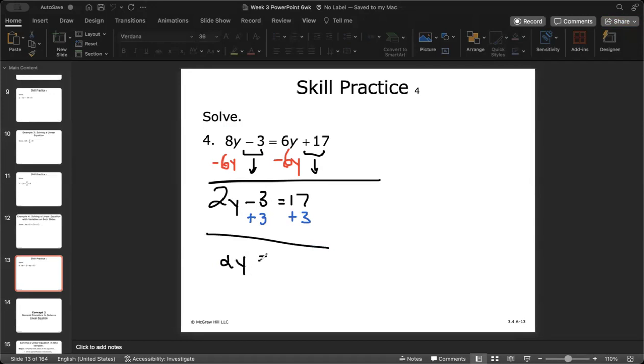So now those 3's cancel on the left side, leaving a 2y on the left. 17 plus 3 is 20 on the right-hand side. And then we finish up by dividing both sides by 2. And so that yields the answer, what? y equals 2.